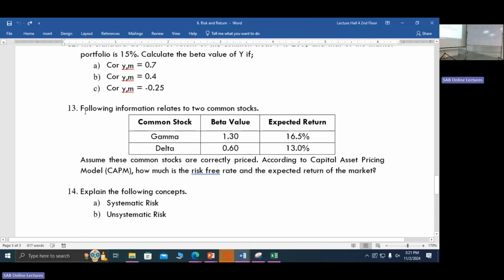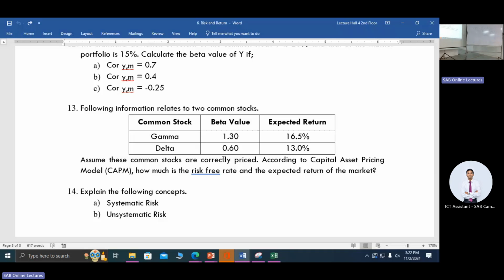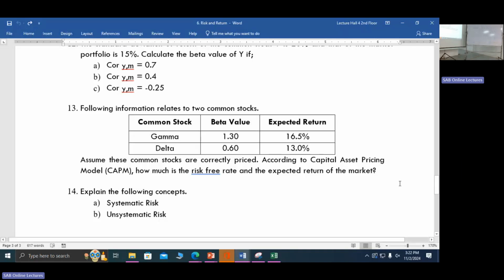This one, the last one, right? The following information relates to two common stocks, gamma and delta. Beta values are given as 1.3 and 0.6, with expected returns of 16.5% and 13%. Assume these common stocks are correctly priced, which means these stocks are on the SML, the security market line. According to the capital asset pricing model, how much is the risk-free rate and the expected return of the market?